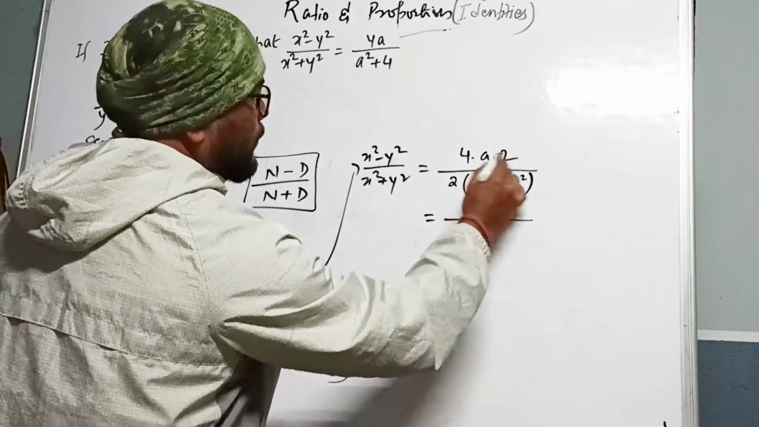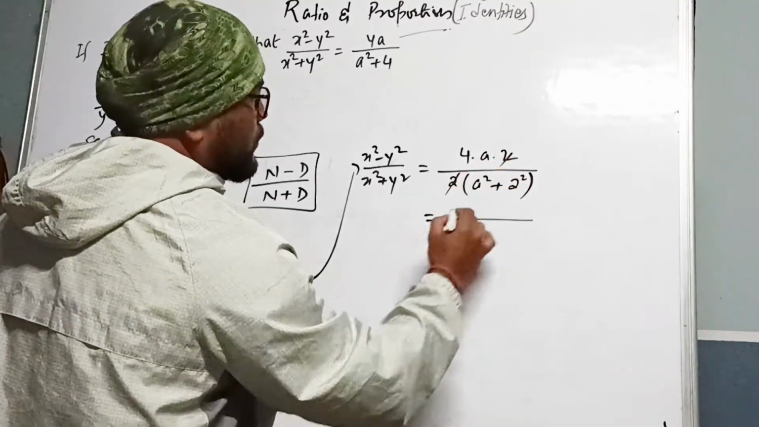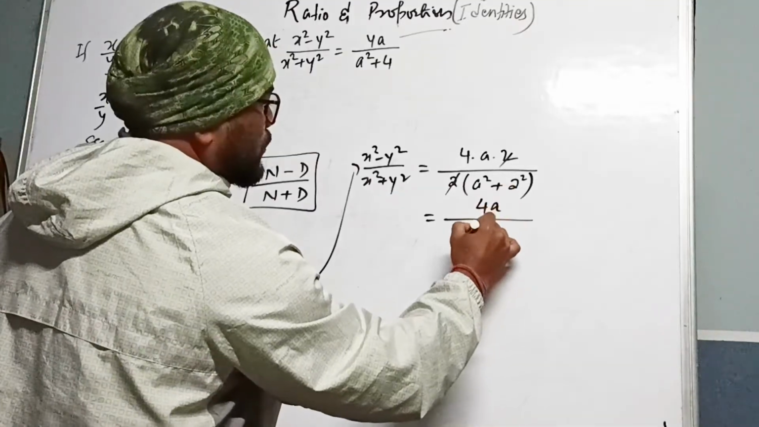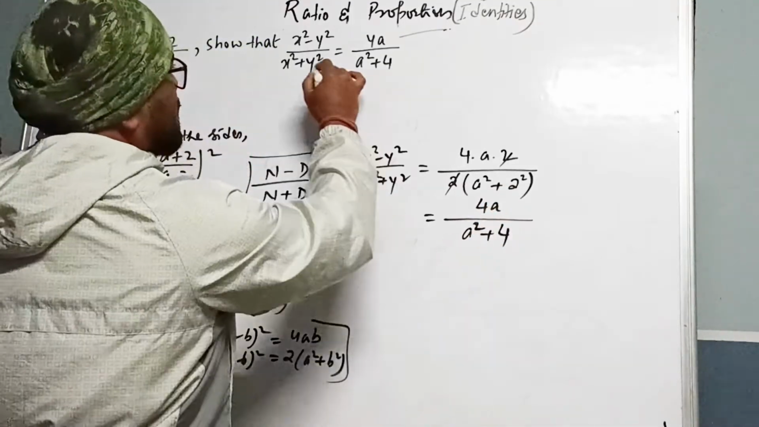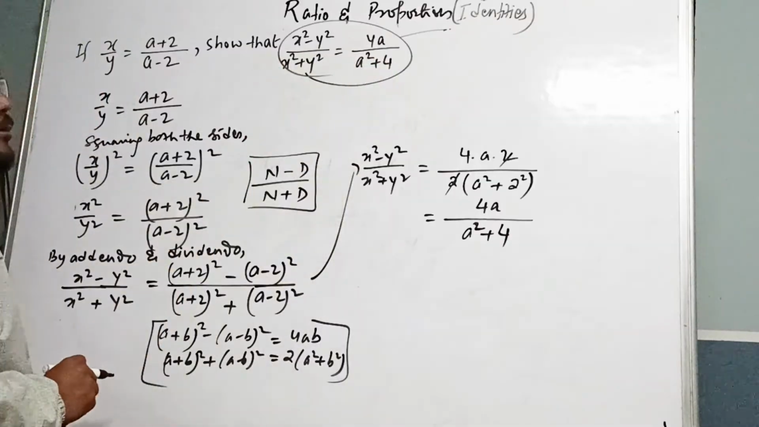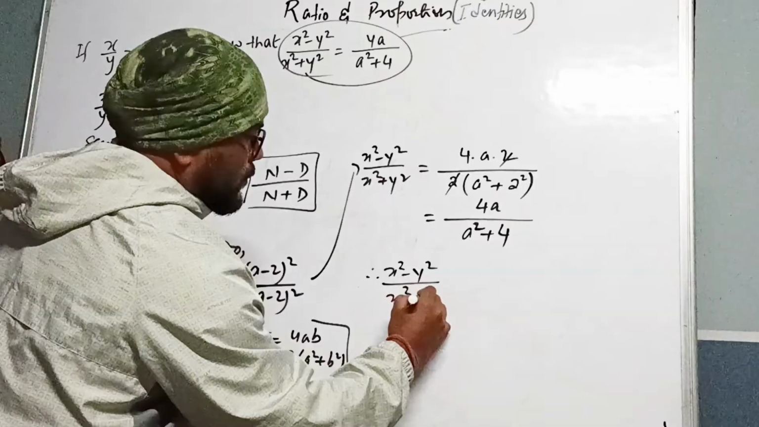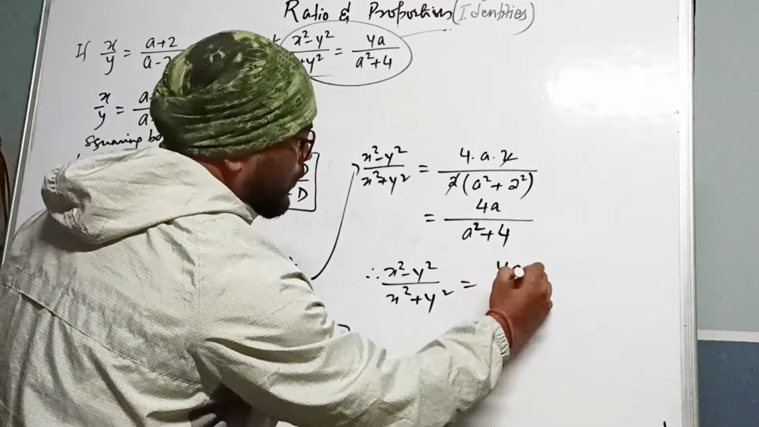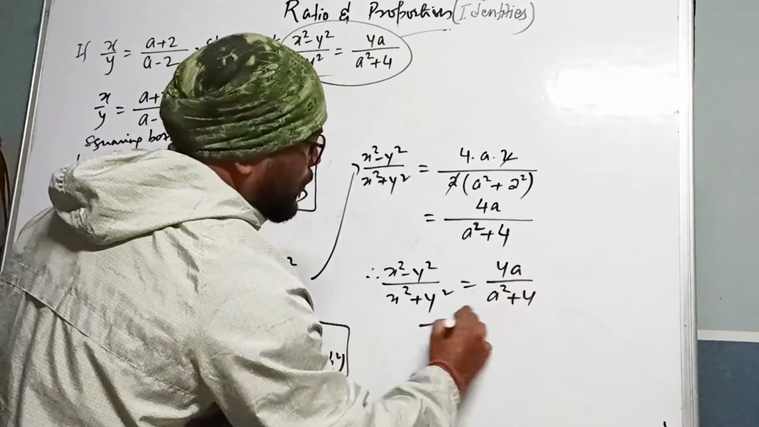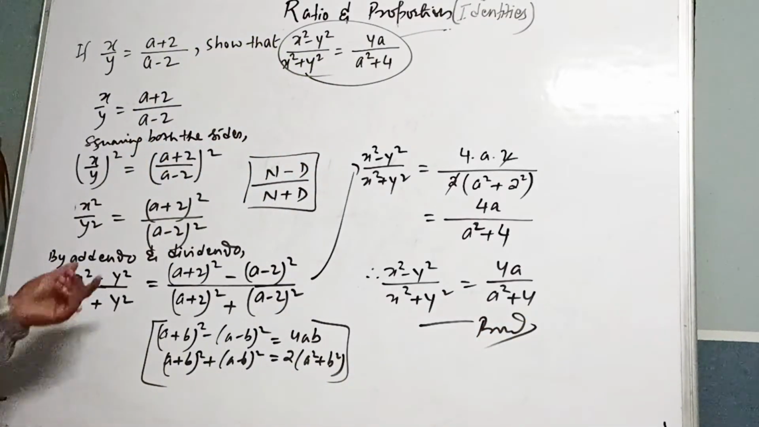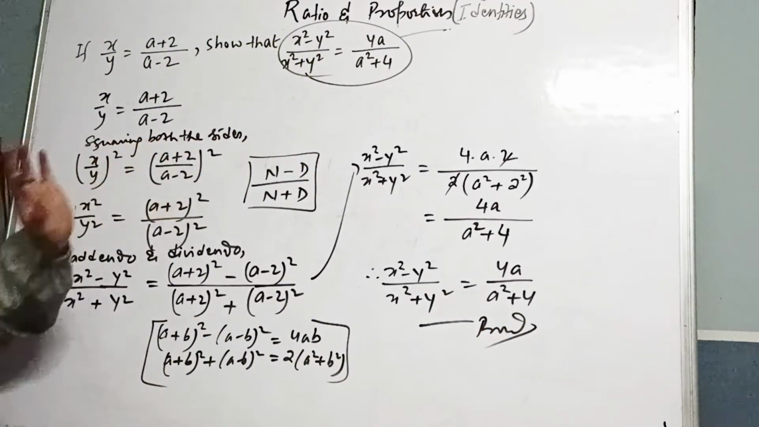So just simplify: cancel the 2 and 2, and you will get a 4. You will get a square plus 2 square, which means 4. Just see here. So finally, we got (x square minus y square) by (x square plus y square) as 4a by (a square plus 4), which is proved. Clear? So this property also is very important.